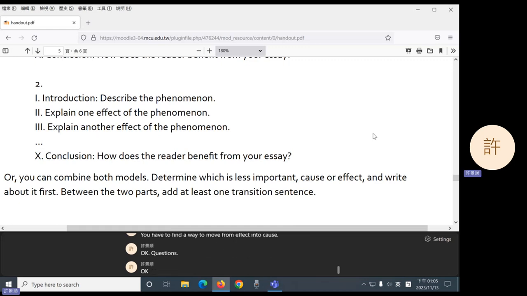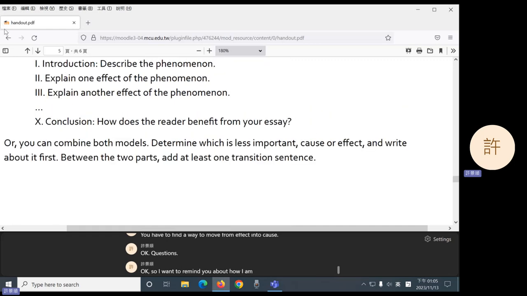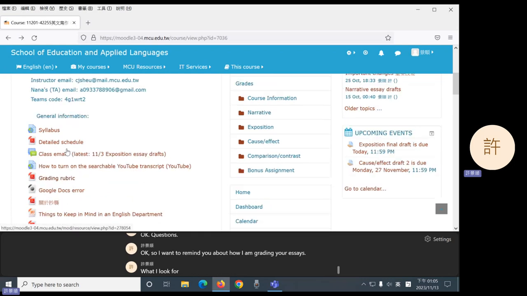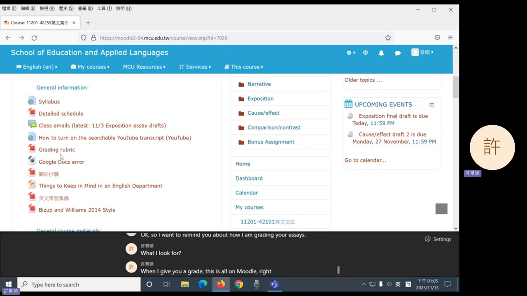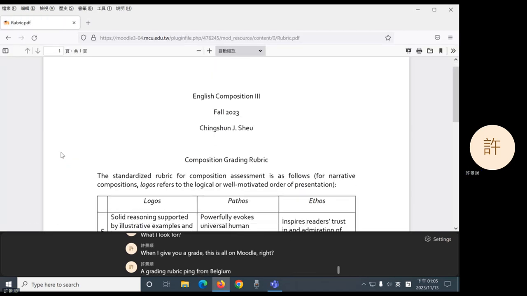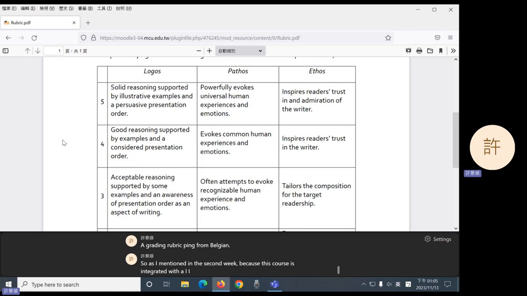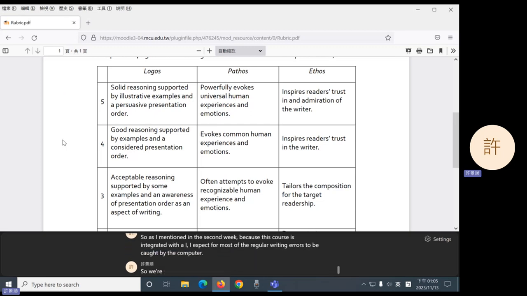Okay, so I want to remind you about how I am grading your essays, what I look for when I give you a grade. This is all on Moodle, right? Grading rubric, 评分标准. As I mentioned in the second week, because this course is integrated with AI, I expect most of the regular writing errors to be caught by the computer. So we're spending more time on the content of your essay.